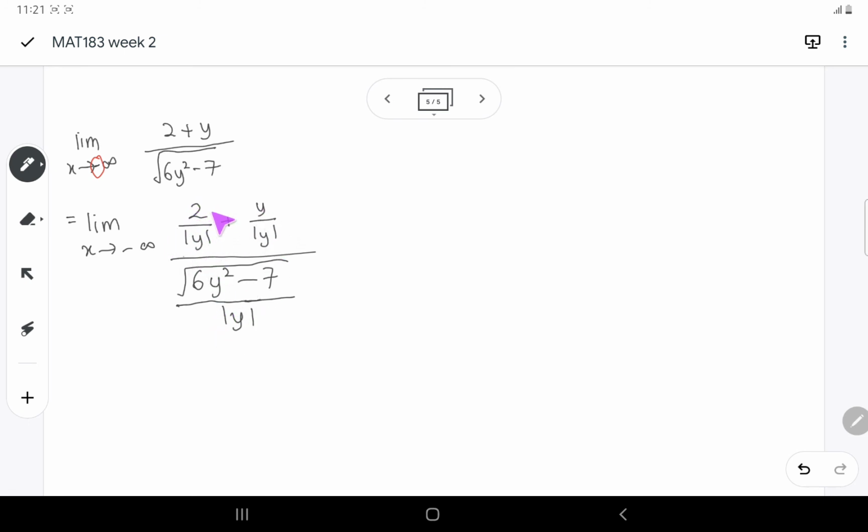So 2 divide by y power of 1, of course we have to letak dekat sini absolute value macam saya cakap tadi, and then plus y divide by absolute value y, and then bahagian bawah pecahan pun sama, all of these items in the square root, kita akan bahagi dengan absolute value y. Then, as I mentioned before, if our limit extends to negative infinity, so all of this absolute value will become negative.